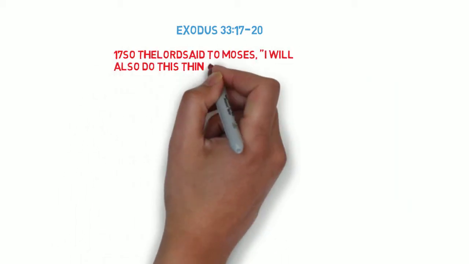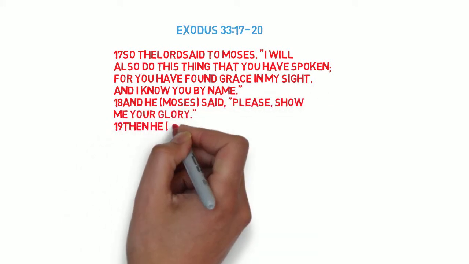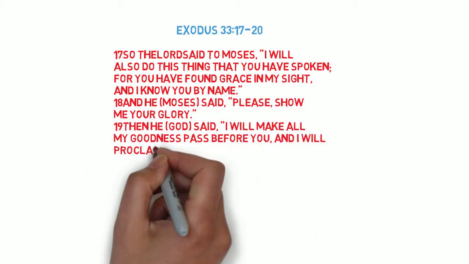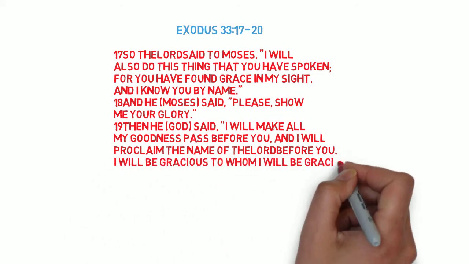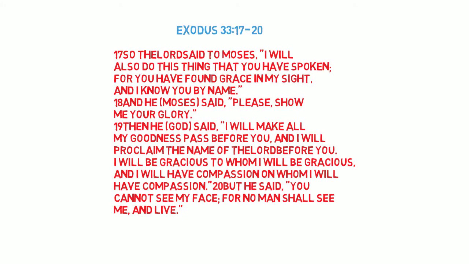So the Lord said to Moses, "I will also do this thing that you have spoken, for you have found grace in my sight, and I know you by name." And he, Moses, said, "Please show me your glory." Then he, God, said, "I will make all my goodness pass before you, and I will proclaim the name of the Lord before you. I will be gracious to whom I will be gracious, and I will have compassion on whom I will have compassion." But he said, "You cannot see my face, for no man shall see me and live."